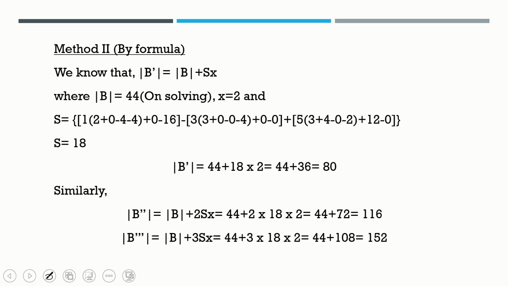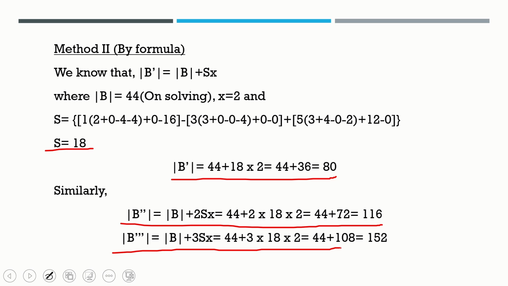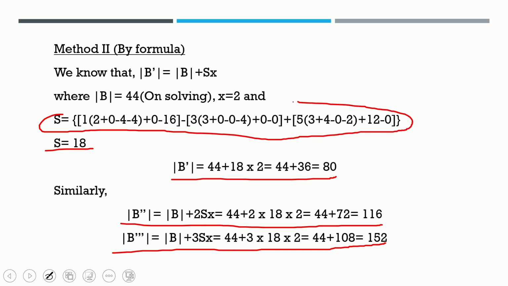And this is the second method. You can see both the methods. Here S is equal to 18. Here B dash is equal to 80, B double dash 116, B triple dash 152. So this is the method of calculating S. By writing, it's looking very difficult to understand, but if you understand the method, the process through which you can calculate the S value, it will be very easy for you.